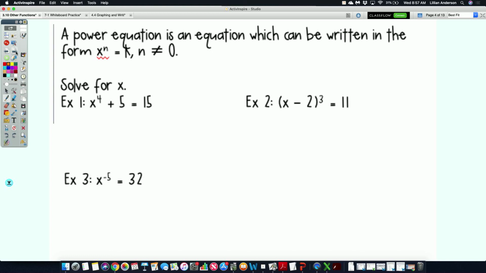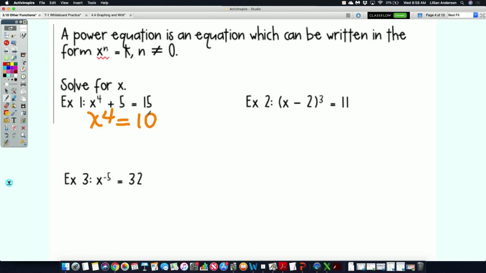Okay? And to solve it, you just go through your algebraic processes like you would if this was a quadratic equation. So for example 1, we have x to the fourth plus 5 equals 15. You need to isolate x just like before. So how would I do that? Subtract 5 from both sides. So this gives you x to the fourth equals 10.